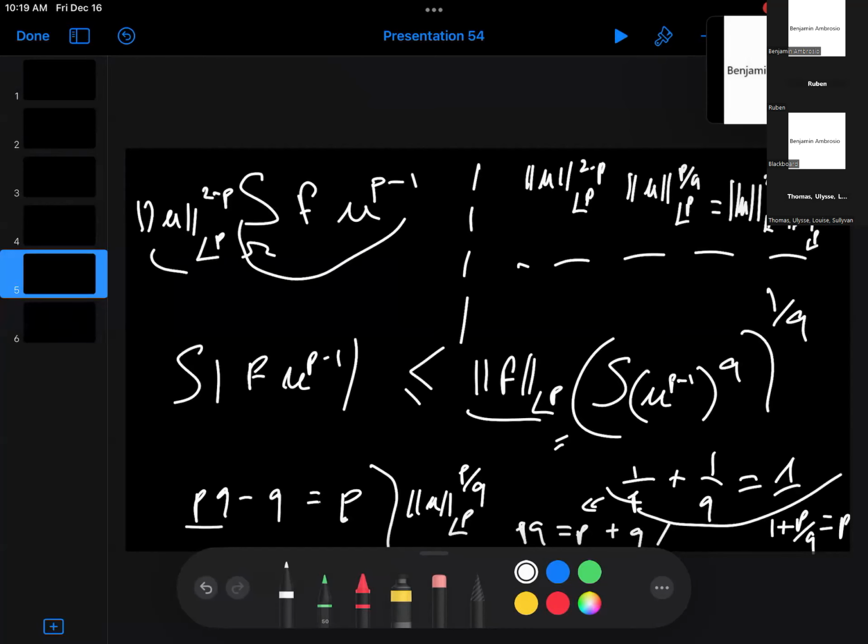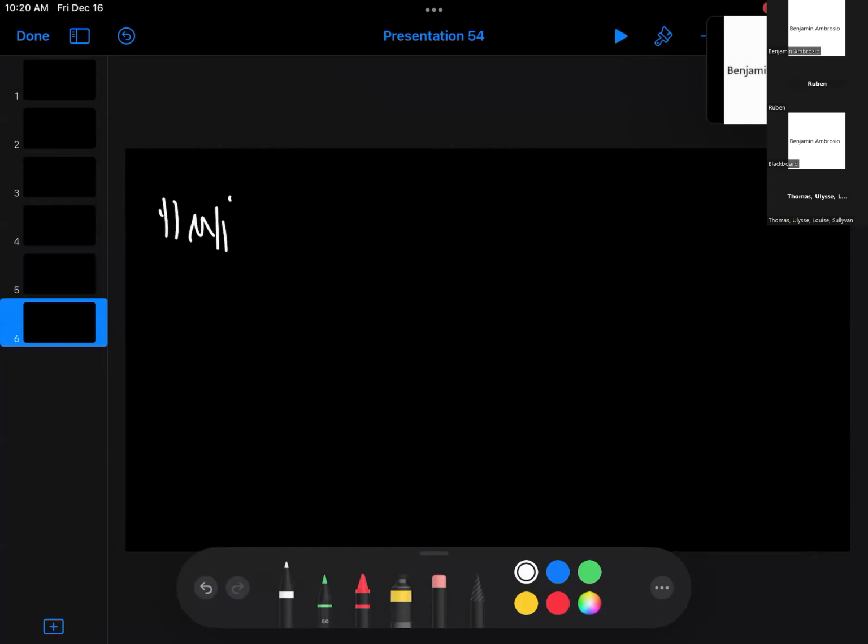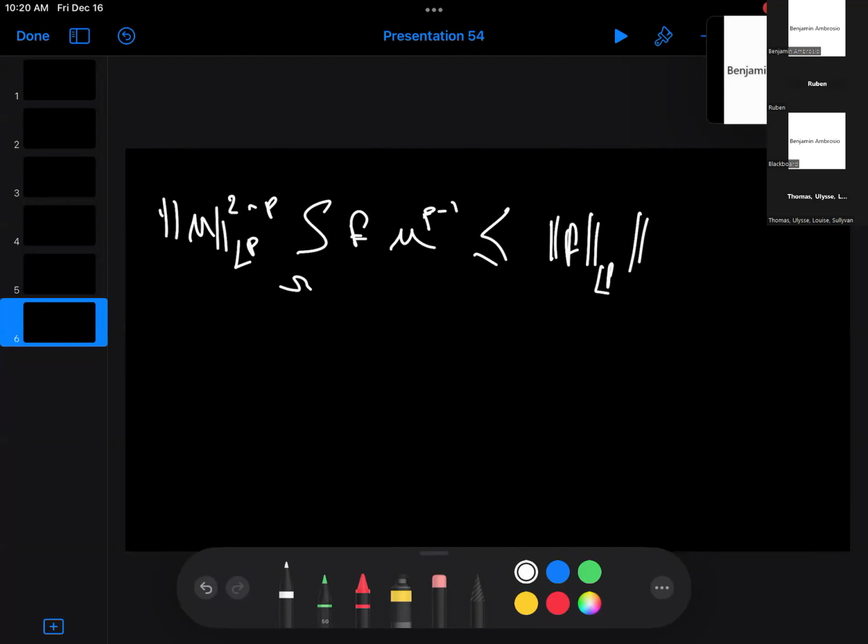So finally, by doing these computations, what I get is that the integral of U^(2 minus P) times F times U^(P minus 1) — assuming U is positive, but if not, you just do it with the other expression and it works as well — I find that it is less than the norm of F in LP times the norm of U in LP.